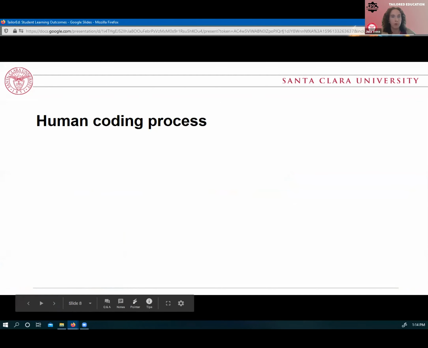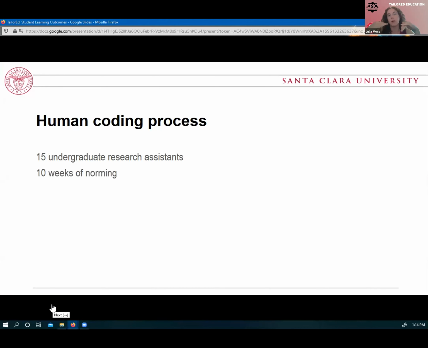So the human coding process that I was overseeing, I worked with a team of 15 undergraduate research assistants to make this large task more manageable. For the past 10 weeks, starting in the spring and continuing into the summer, we've been working on norming. That is, we're trying to build a set of labeled photos that we'll use to track the accuracy of the neural network that other project members are going to talk about in a few minutes.